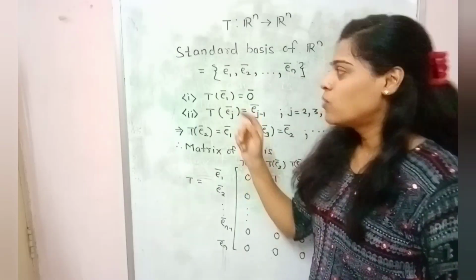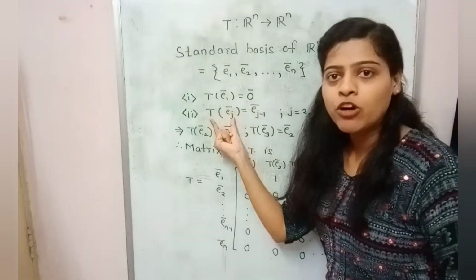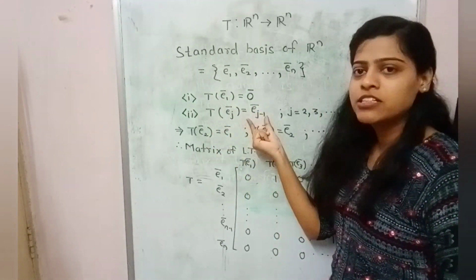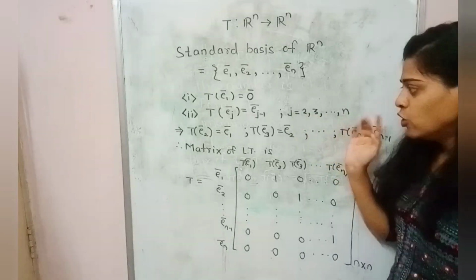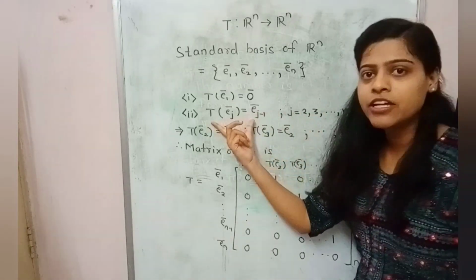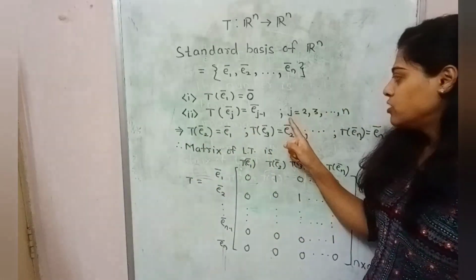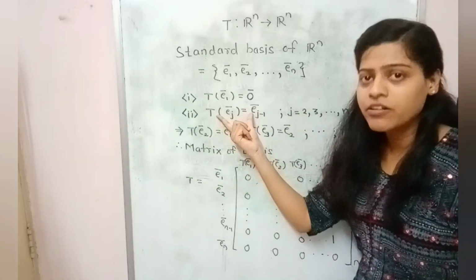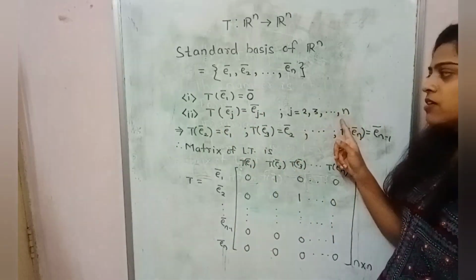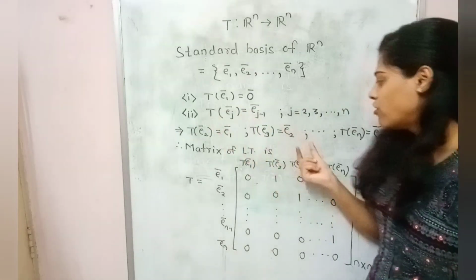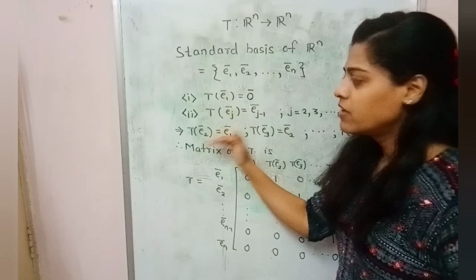Now there is also one more condition, that is T of E1 bar is equal to 0 bar and T of Ej bar is equal to Ej minus 1 bar, where j runs from 2, 3 and so on n. So put j equal to 2 in this equation, then we get T of E2 bar is equal to E1 bar. Put j equal to 3, then we get T of E3 bar is equal to E2 bar. Similarly, put j equal to n, then we get T of En bar is equal to En minus 1 bar. So these are our given conditions.